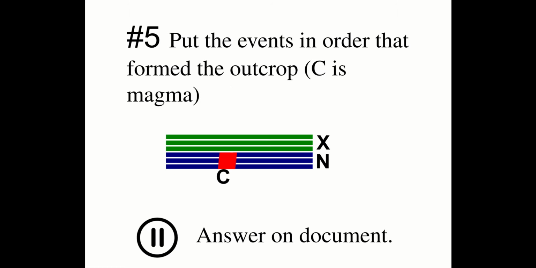Let's get a little trickier. Pause and answer on the document. So the answer here is N, C, X, where C cuts N but not X. So C is N, C, X.